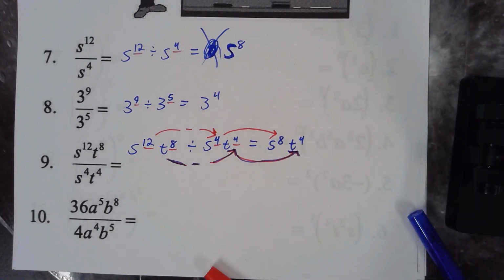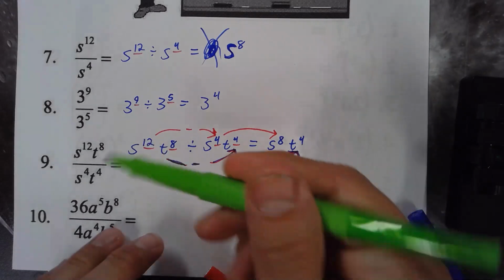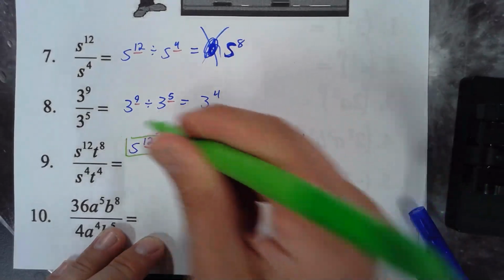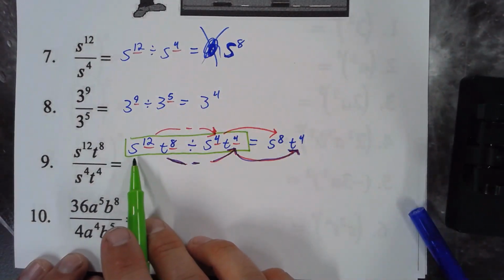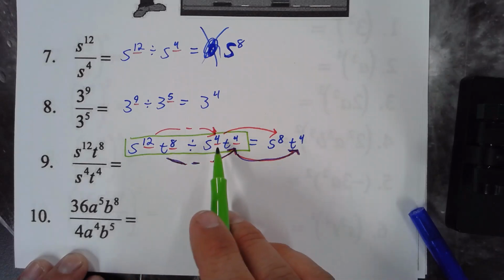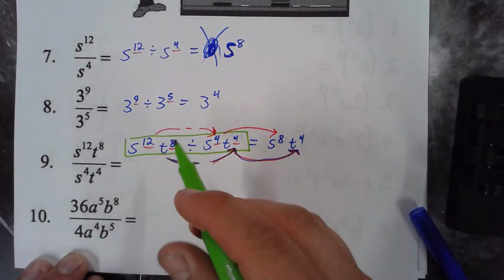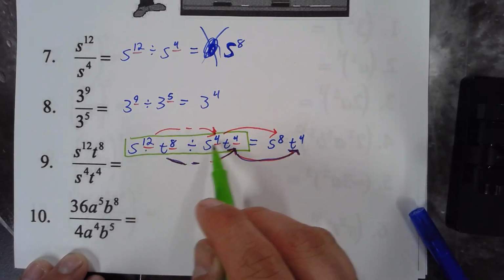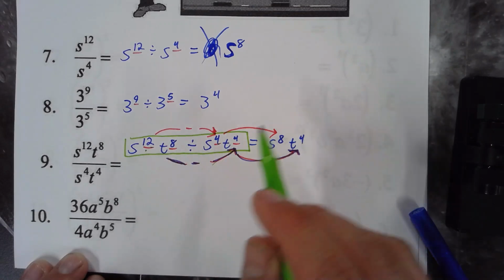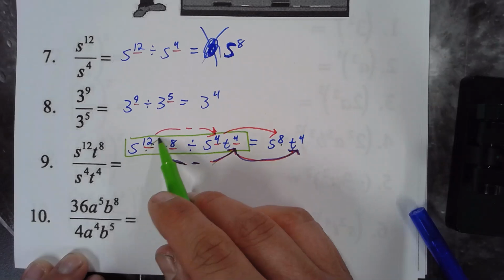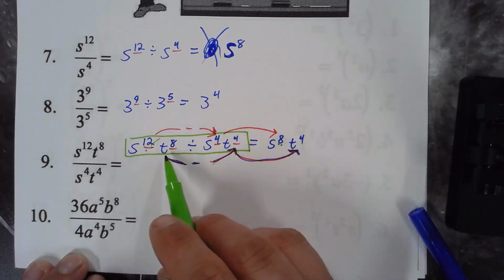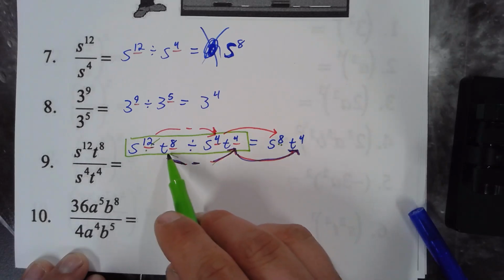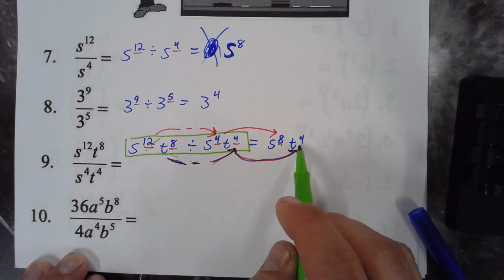So the first thing that I did is I just rewrote everything. So this is how I rewrote the problem. I rewrote it as s to the 12th times t to the 8th divided by s to the 4th times t to the 4th. So remember, we got s to the 12th. Then I need to subtract the exponent from the other s. So 12 minus 4 is 8. And then do the t's. So t to the 8th and t to the 4th. 8 minus 4 is 4.